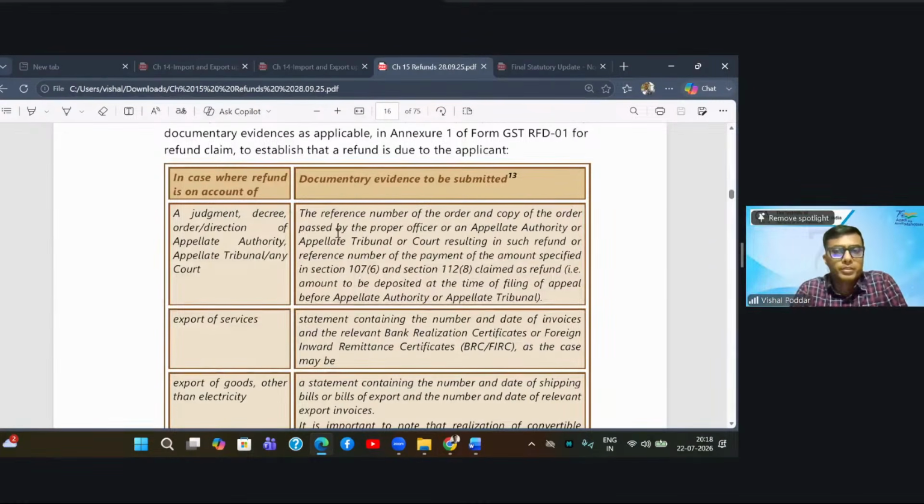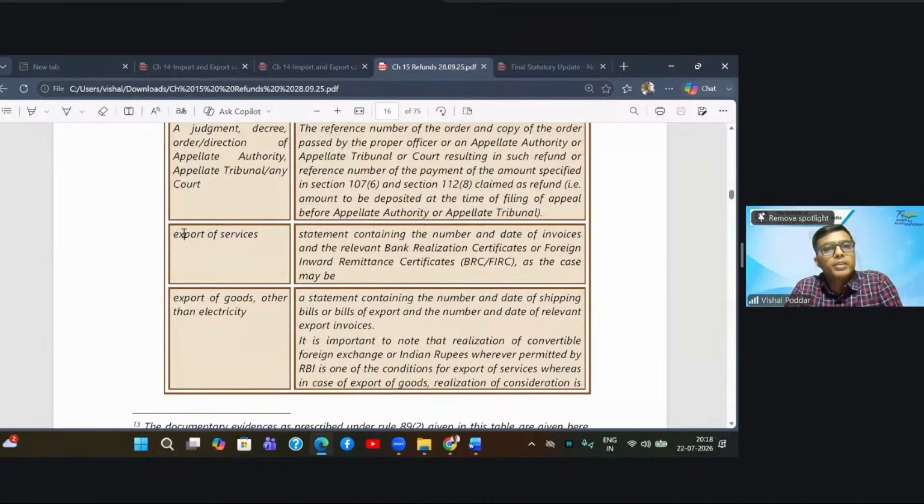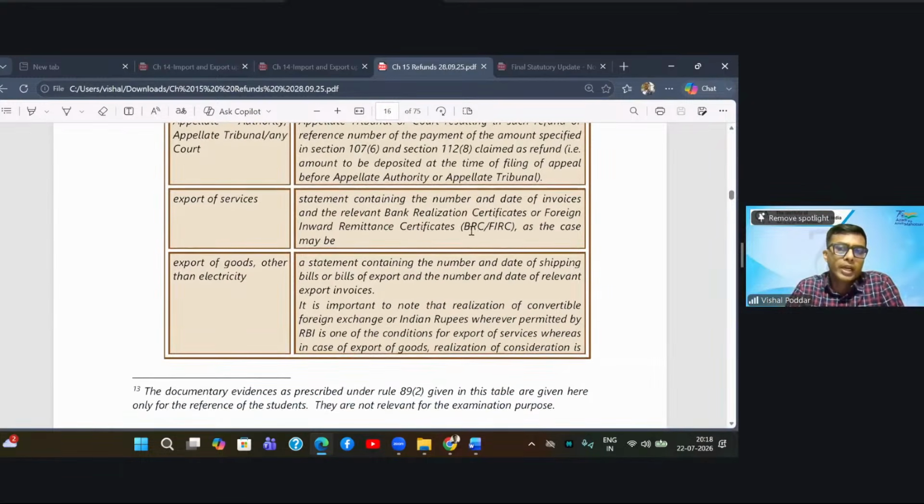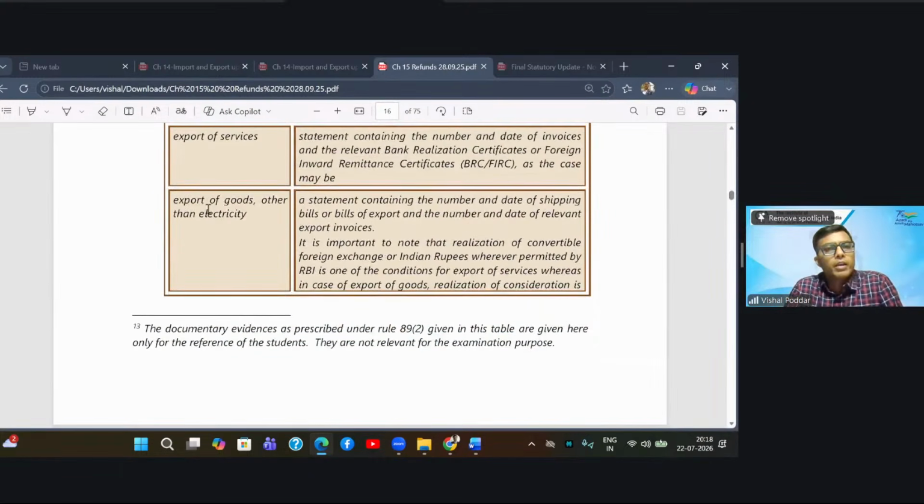Next, in case of export of service, statement containing the number, date of invoice and the relevant bank realization certificate, that is BRC or FIRC. In case of export of goods other than electricity, the statement containing the number, date of shipping bills, bill of export and the number and date of relevant invoices.